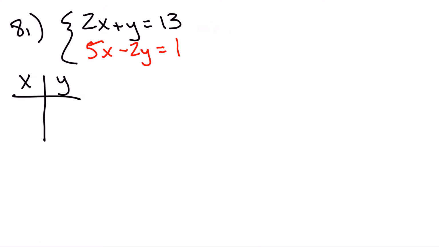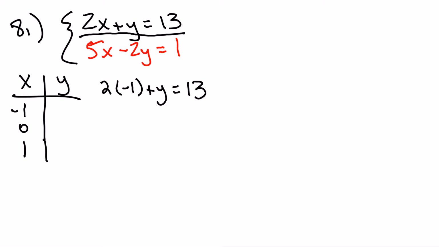So number 8, we have 2x plus y equals 13, and 5x minus 2y equals 1. All the black writing is going to be for 2x plus y equals 13. So I'm going to make my first xy chart negative 1, 0, and 1. You can pick whatever you want to pick. You could pick 2, 3, 4, or 3, 4, 5. It doesn't matter. I'm just picking these points. I'm going to plug them in for x and y. So I'm going to have 2 times negative 1 plus y equals 13. I'm going to solve for y.